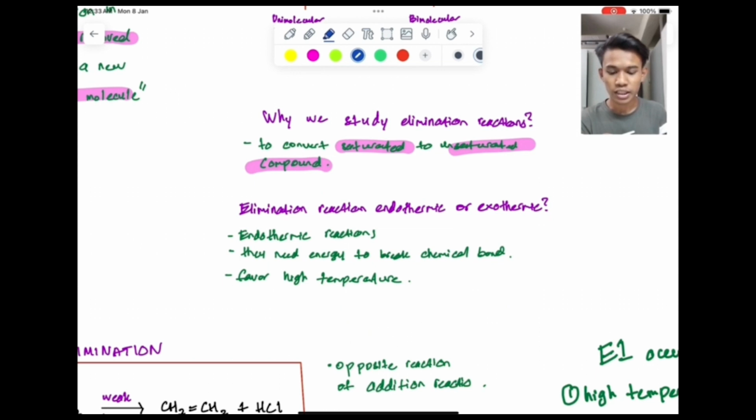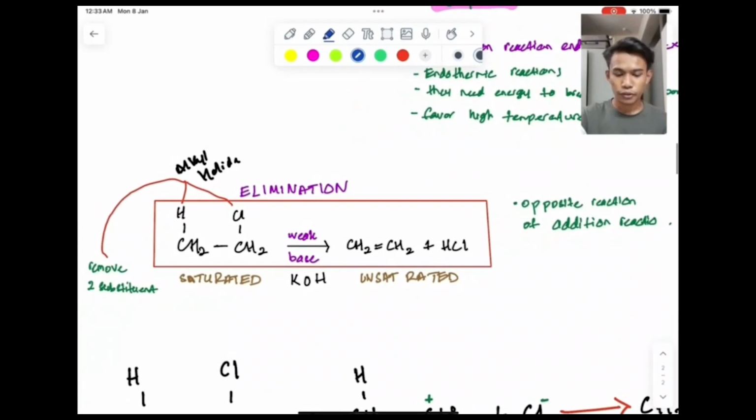Second question is, is elimination reaction endothermic or exothermic? Elimination reaction is an endothermic reaction because we need to remove a substituent. So when we need to remove a substituent, we need energy to break the chemical bonding. And in elimination reaction, we must have high temperature. Right, we move to the graphic.